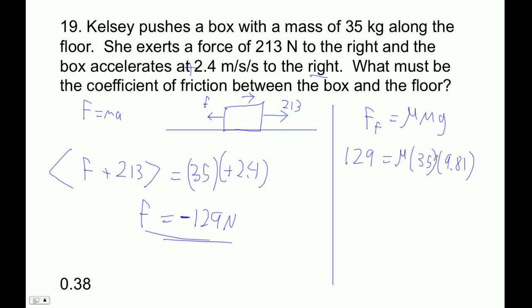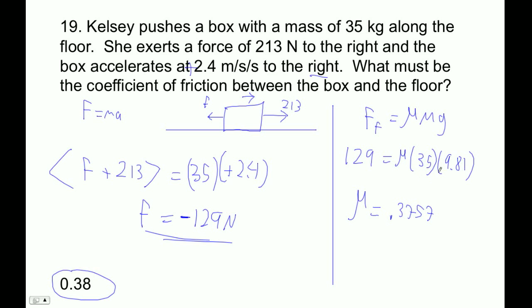We can go this guy divided by this, right? So that guy divided by 35 divided by 9.81. And I get, ooh, that's interesting. Okay. I get that the coefficient of friction is 0.3757 and then some change, right? So I guess with 2 sig figs, there it is.